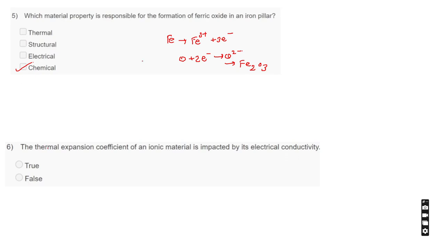See the sixth question. The thermal expansion coefficient of an ionic material is impacted by the electrical conductivity.